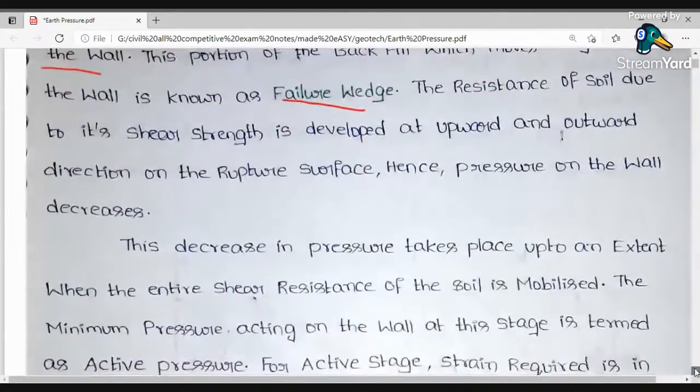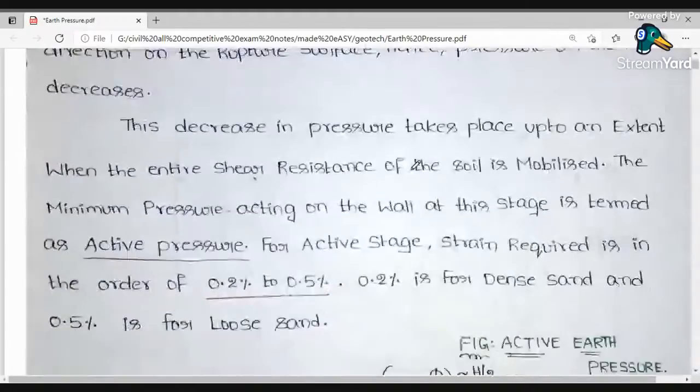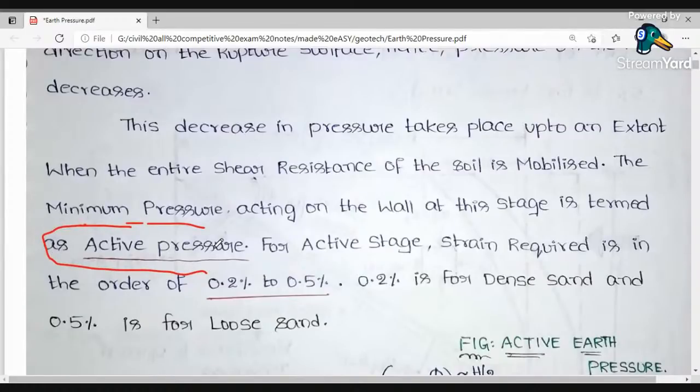Okay, so the decrease in pressure takes place up to an extent when the entire shear resistance of the soil is mobilized. That's why the soil fails. The minimum pressure acting on the wall at this stage is termed as active pressure. So to maintain the stability of that retaining wall, the pressure which is required is known as active pressure.